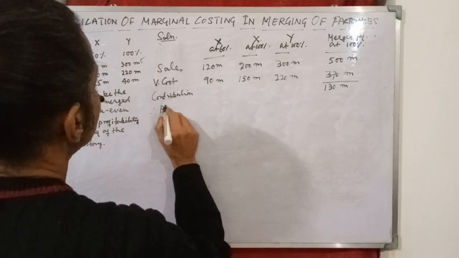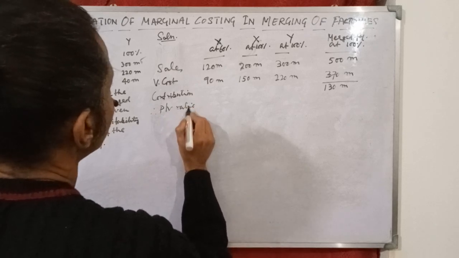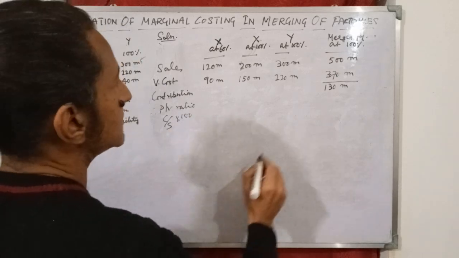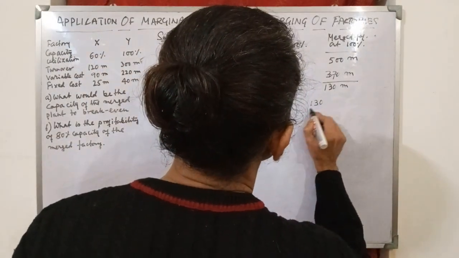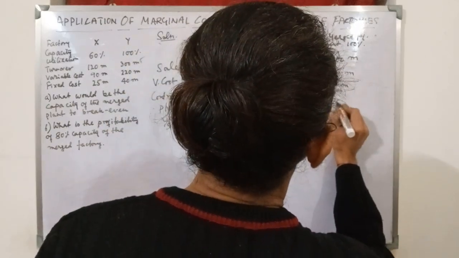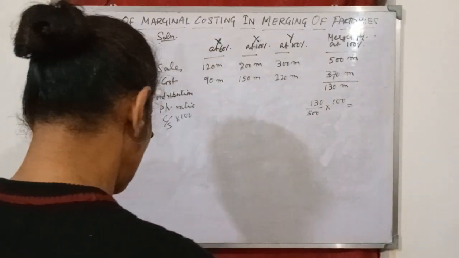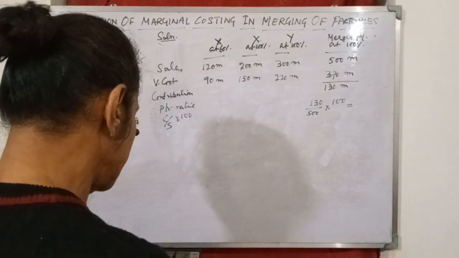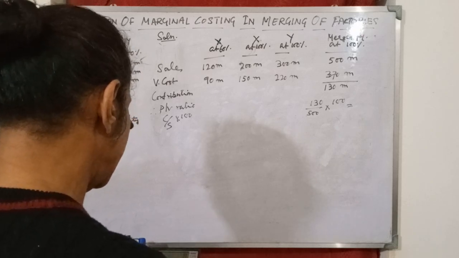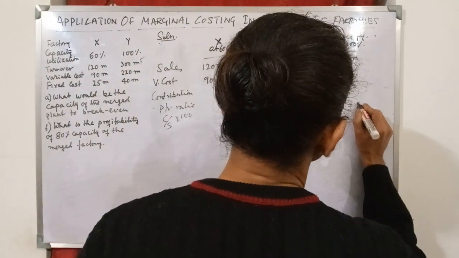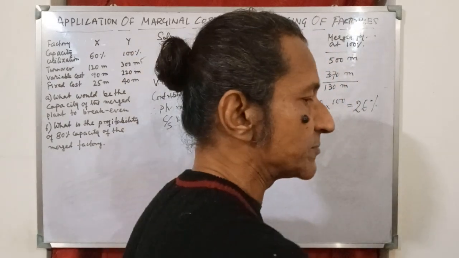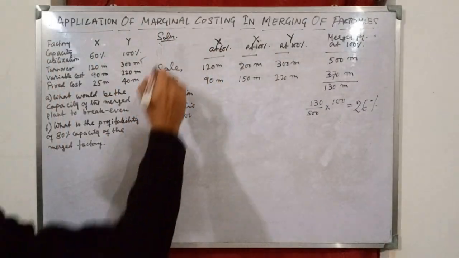Therefore, the PV ratio of the merged plant will be C by S into 100, that is 130 divided by 500 into 100, that is 26%. So PV ratio of the merged factory is 26%. This is solution B.